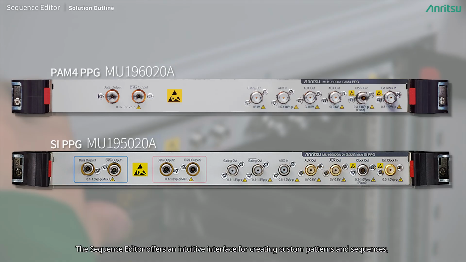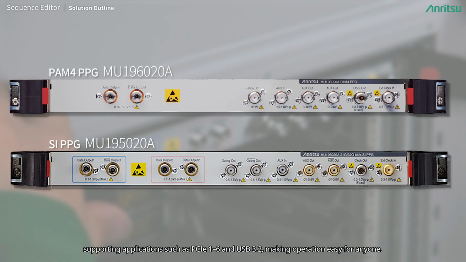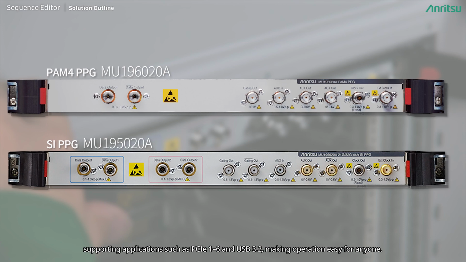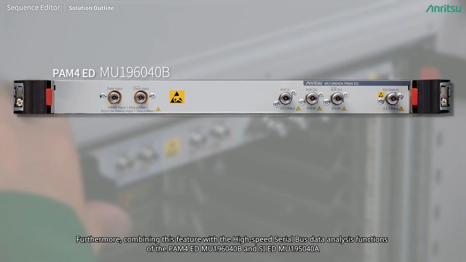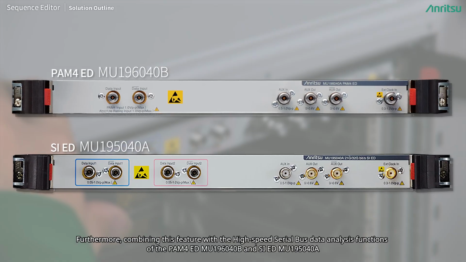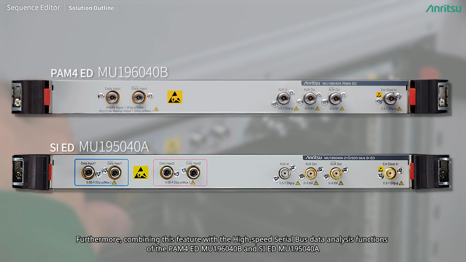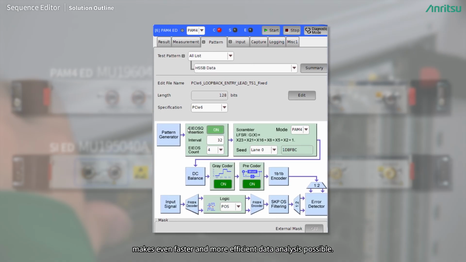The sequence editor offers an intuitive interface for creating custom patterns and sequences, supporting applications such as PCIe 1.6 and USB 3.2, making operation easy for anyone. Furthermore, combining this feature with the high-speed serial bus data analysis functions of the PAM4 EDMU196040B and SAEDMU195040A makes even faster and more efficient data analysis possible.